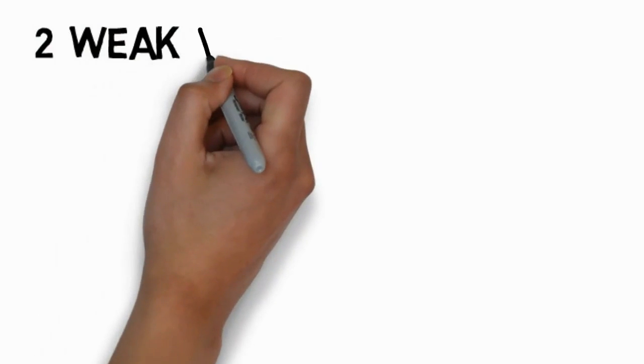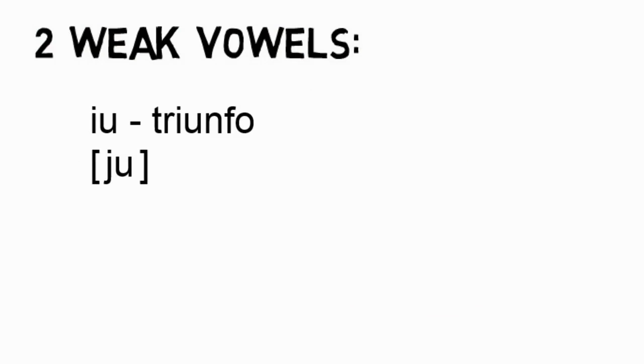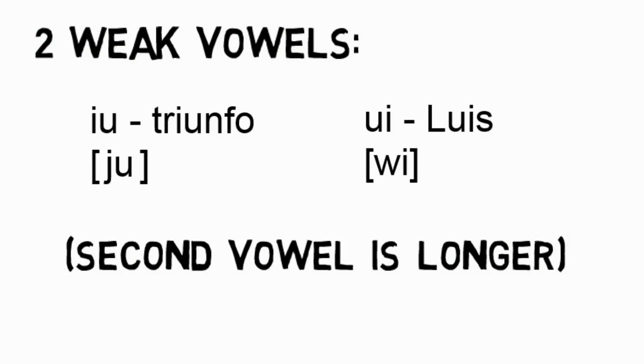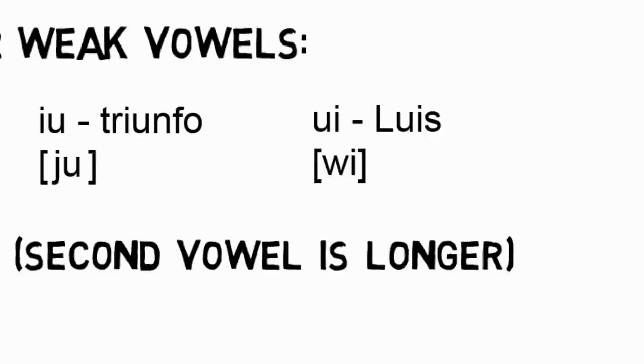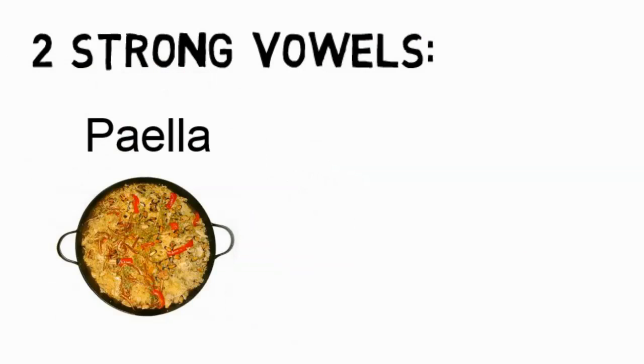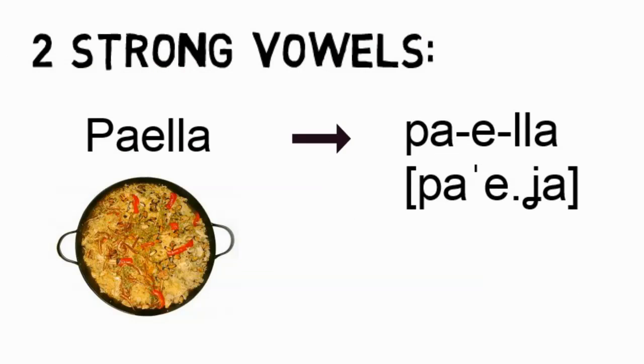You can also combine the 2 weak vowels. That gives you triunfo, ui, Luis. In these cases, the second of the vowels acts as the longer, stronger vowel. It's triunfo and not triunfo. You can combine 2 strong vowels also, which will give you 2 different syllables instead of 1 syllable. So instead of something like paella, you get pa-e-ya, where pa, e, and ya are 3 different syllables.